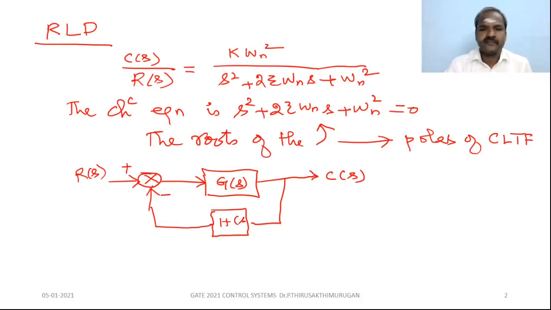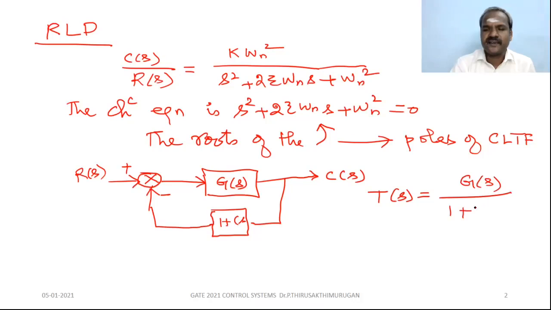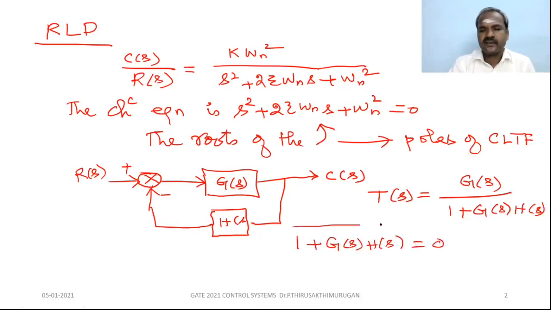closed loop system whose closed loop transfer function T(s) equals G(s) divided by 1 plus G(s). This we know as usual, right? So the denominator of the closed loop transfer function gives the characteristic equation, 1 plus G(s)H(s) equal to 0. So this is called the characteristic equation.